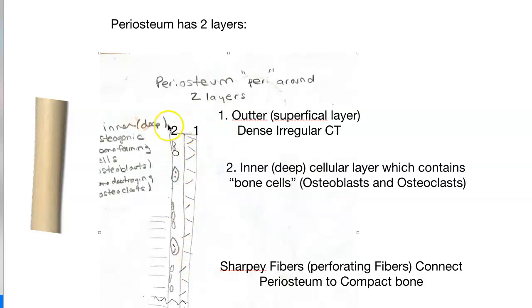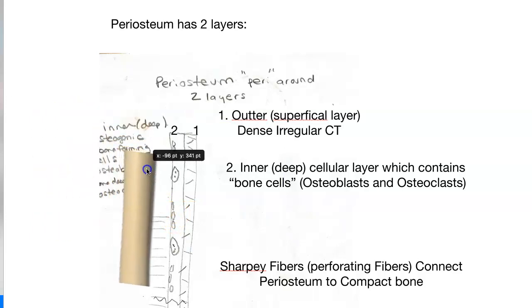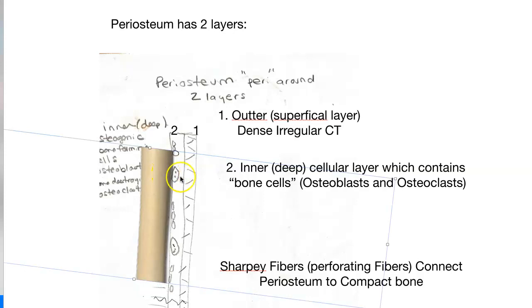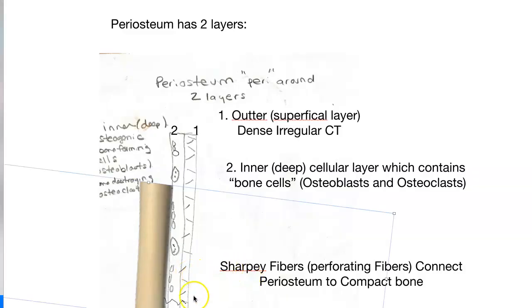Dense irregular connective tissue. The inner layer, the second layer, is deep to the dense irregular connective tissue. It is containing bone cells that we're going to be talking about shortly. Osteoblasts and osteoclasts. That's where some of the bone cells live. And these bone cells are right next to our compact bone. So if this is our compact bone, those bone cells are going to be right next to that compact bone. The periosteum, remember, is going to be anchored by Sharpey's fibers that are coming through both layers of the periosteum. They're collagen fibers, coming through the periosteum and anchoring the periosteum to the hard bone, the compact bone.